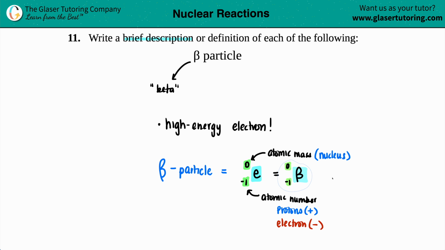You wouldn't get any credit off if you wrote it as an electron or a beta because they're identical to each other. But that's all that this is. A beta particle is just a high energy electron. It has no atomic mass, and it has an atomic number of a -1 because electrons are negative.